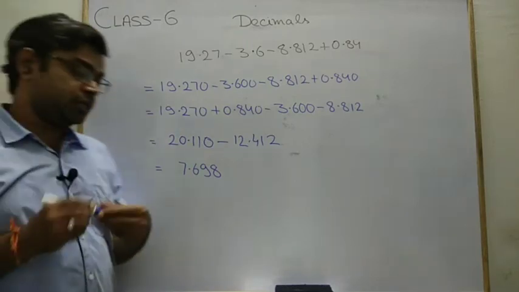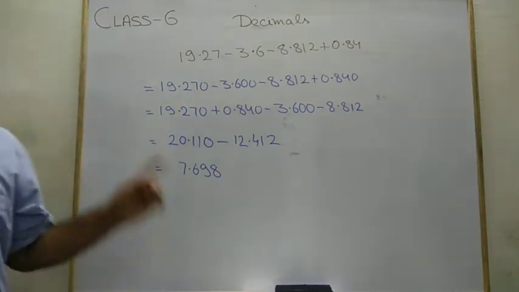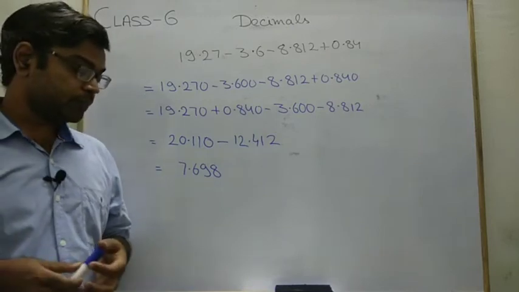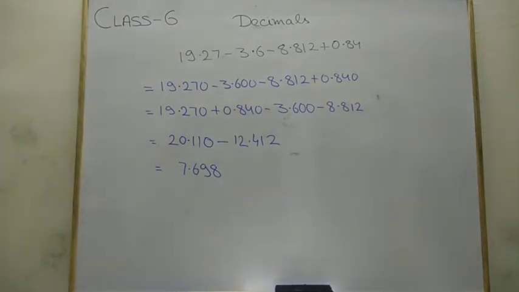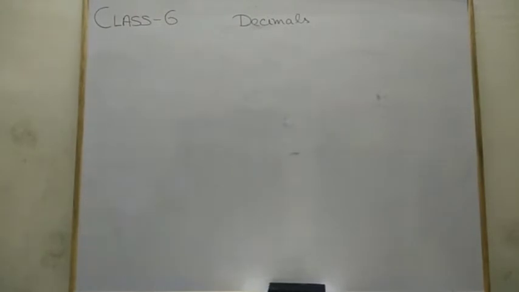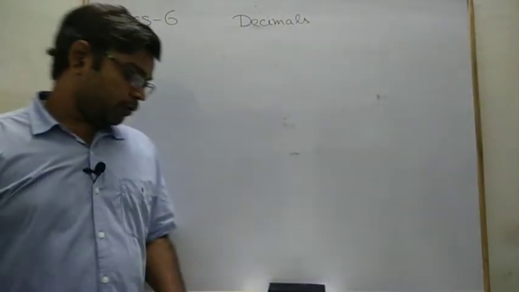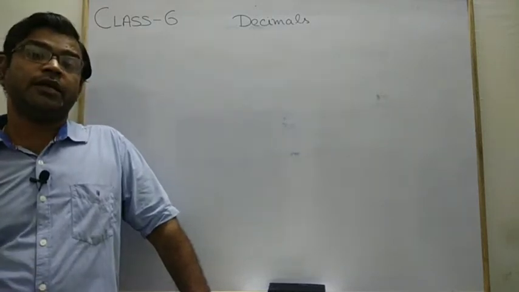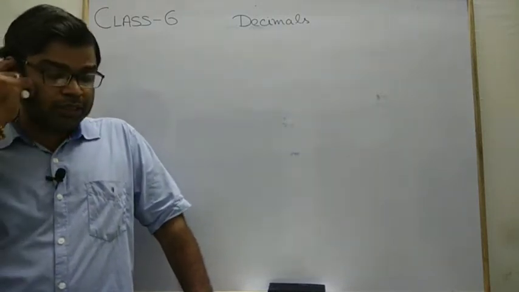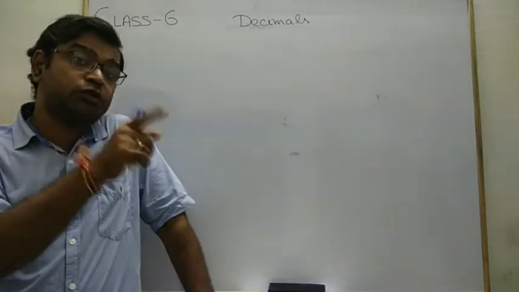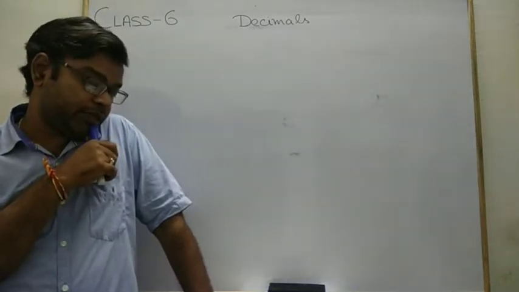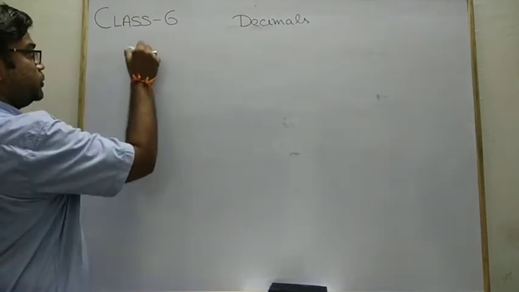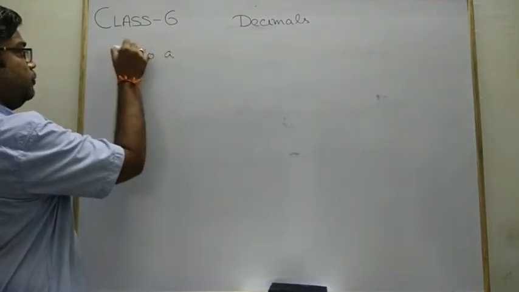Now there is a word problem. I am going to discuss only one word problem. The rest you solve on your own, and I will give you some tasks. This question says: what number added to 0.756 gives you 1? So what is the question? What is the number?